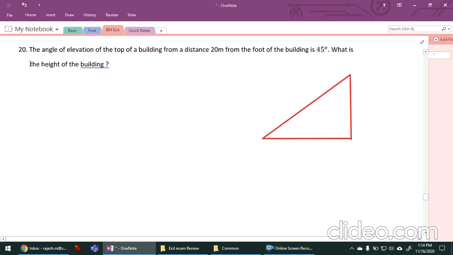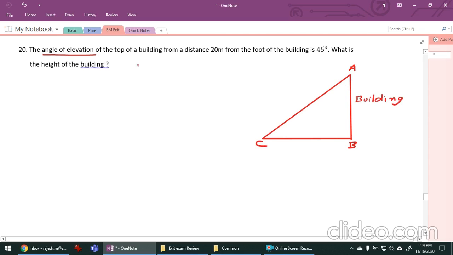Question number 20. The angle of elevation of the top of a building. So what is angle of elevation? We have top of a building. Where is the building? Assume that this is the building. So if I am writing here A, B and C, AB is the building. So this is the building.